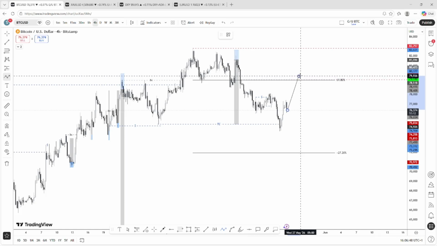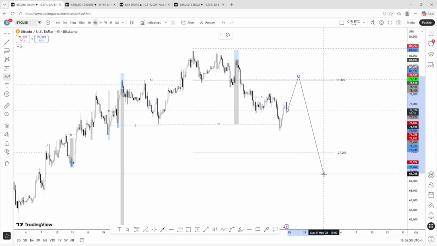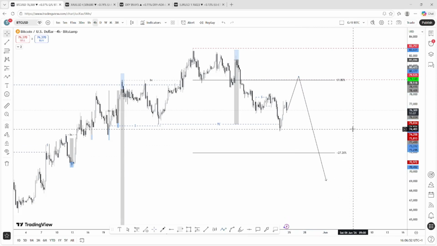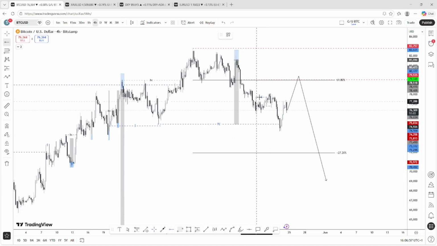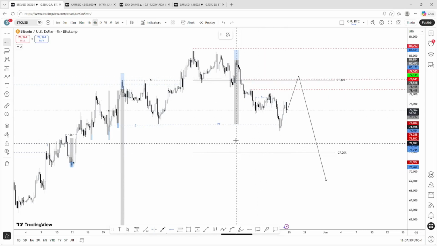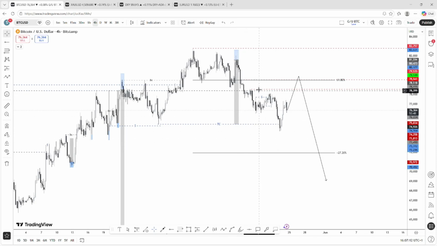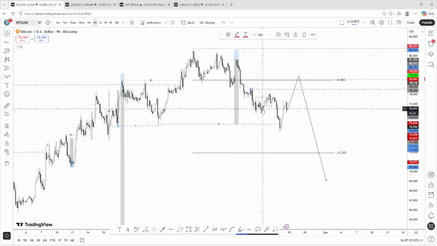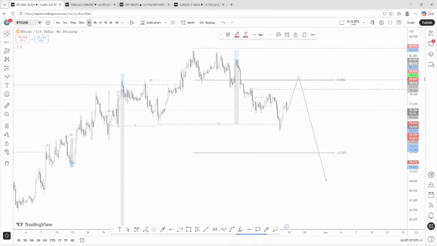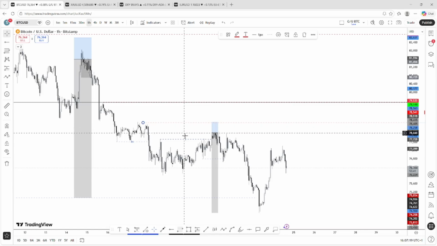to 1.8 levels and take all these internal liquidities before we push to the downside. You can see that you have liquidity right here, other liquidity right here. These are all internal. Let's go to the downside, to the lower time frame.